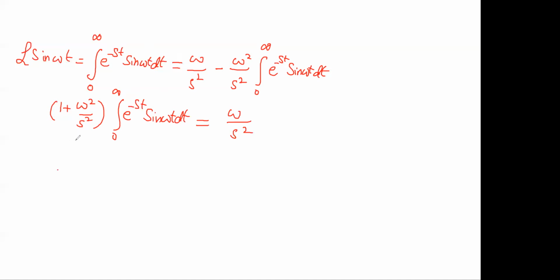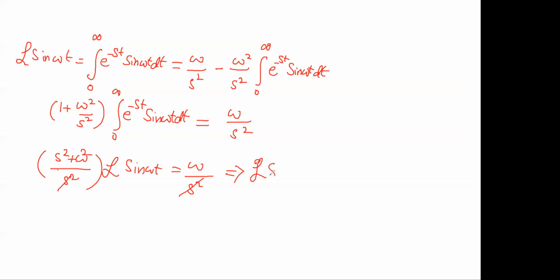This term is Laplace of sine omega t. And then the coefficient becomes s square plus omega square over s square, times the Laplace of sine omega t, which is equal to omega over s square. So now s square cancels with s square. This means that the Laplace of sine omega t is equal to omega over s square plus omega square. So in this way, we have proved that the Laplace of sine is omega over s square plus omega square. Okay, so is it clear?